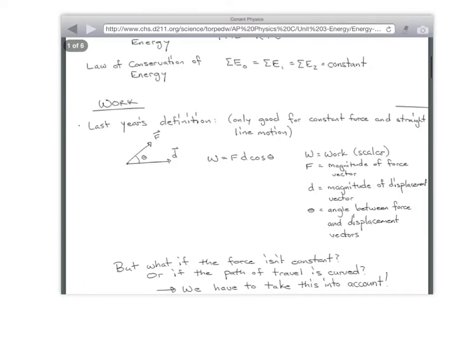So last year's definition, work is F d cosine theta, which is great if the angle is constant, or if the force is constant. But what if the angle's not constant? What if you're walking along a line and getting pushed in all sorts of weird directions? Or how about this: a roller coaster goes down a hill and bottoms out at the bottom. Is the angle between the roller coaster's motion and gravity constant? No, it changes, because when it's steep the angle is really small, and at the bottom the angle is 90 degrees.